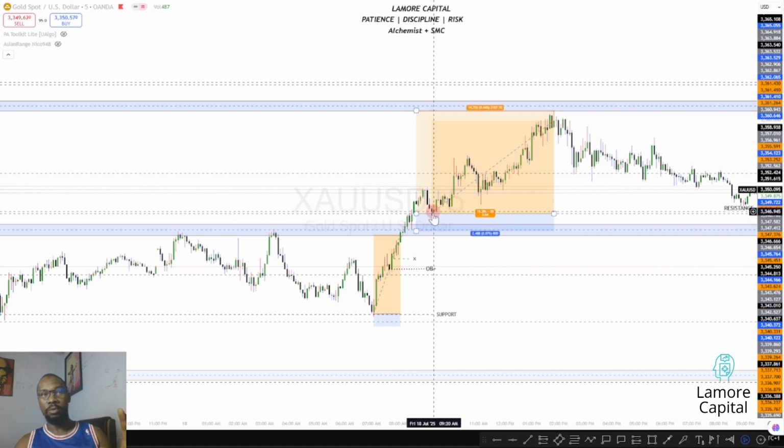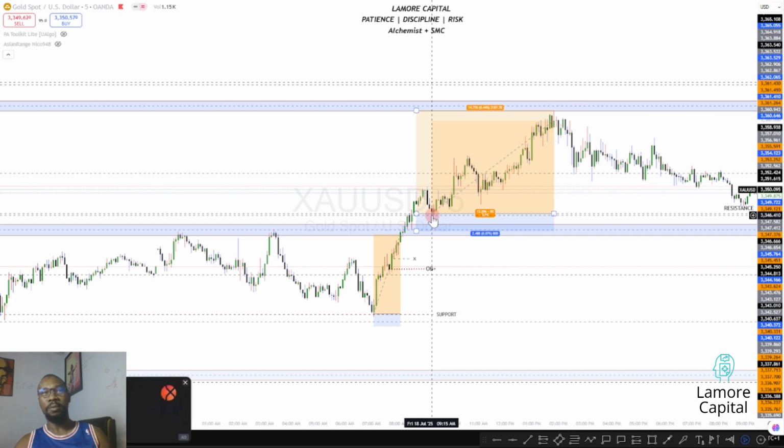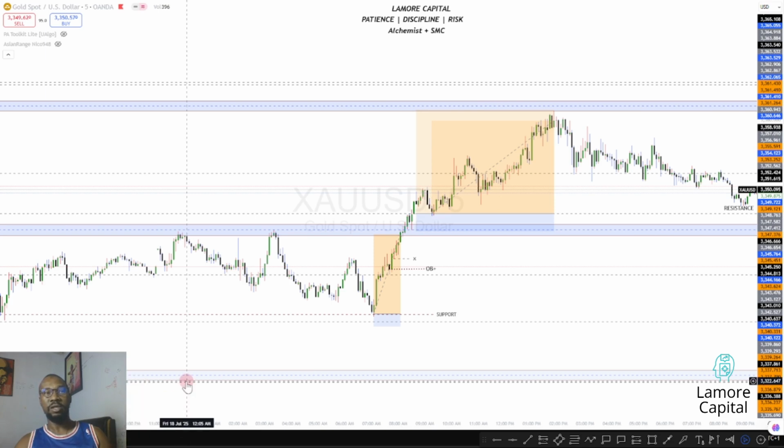Can you see what happened? It started distributing at around 9. So this is what I'm talking about. Manipulation might happen around 7, consolidate till 8, and start distributing by 8:20 or 8:50, depending. Start distributing at around that time. So you need to always look at the time factor.